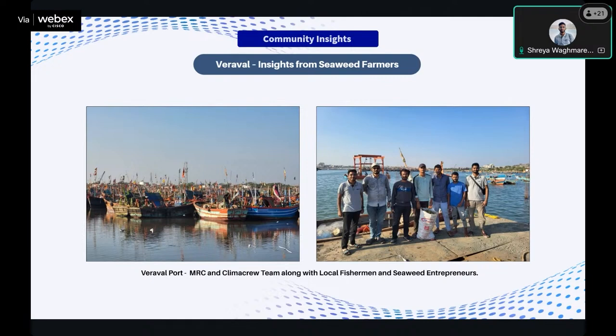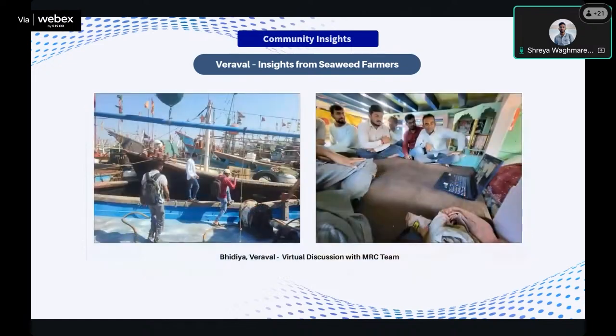We also discussed creating entrepreneurs in seaweed culture. We met the fishermen who are involved in seaweed farming. We discussed various types of problems they face during fishing. We had a chance to connect our MRC team to the locals virtually. On the boat itself, we had an amazing setup and discussion.